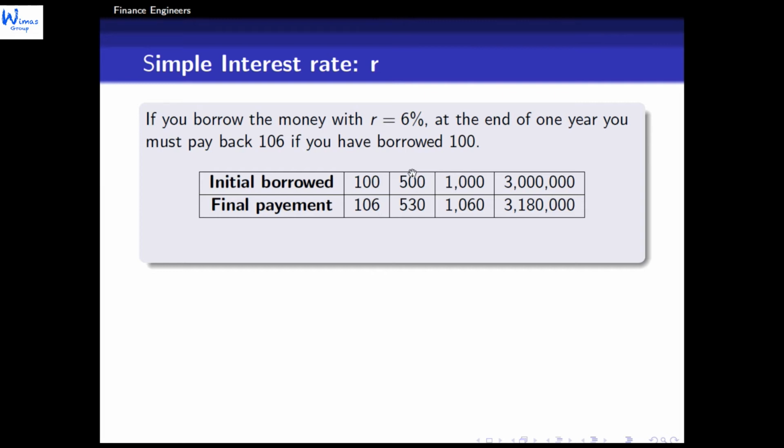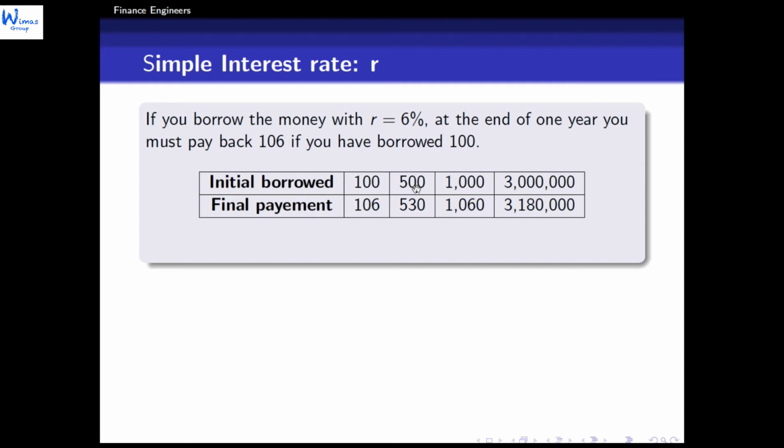If you have borrowed 500, you are going to pay back 530, because this 30 is 6% of 500. That means it's 6 for every 100, and we have 500.